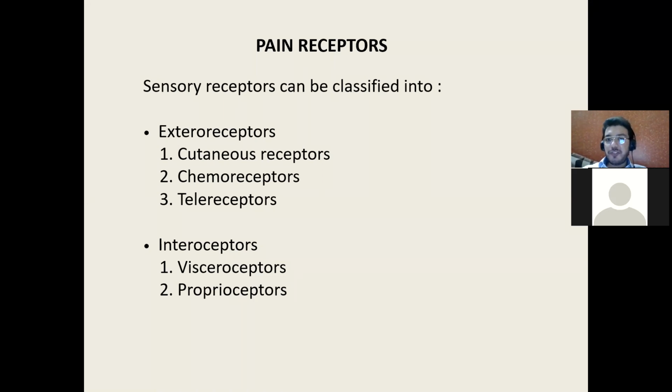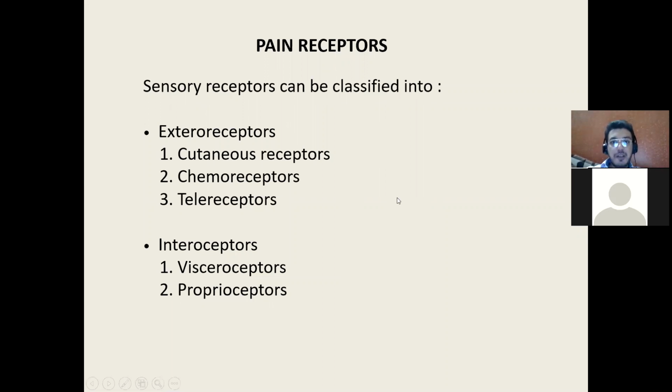Now, when we classify the sensory receptors, we classify them into exteroceptors and interoceptors. Exteroceptors can be cutaneous, chemoreceptors, or telereceptors, whereas interoceptors could be visceroceptors or proprioceptors. As a dentist, you all know very well that proprioception is present in which part of the tooth or periodontium. And you know the importance of proprioception, which is very, very important.